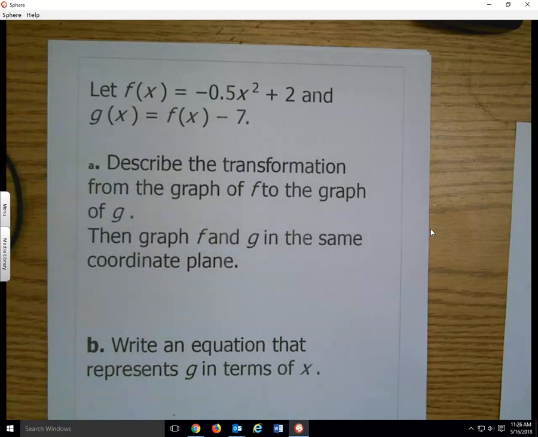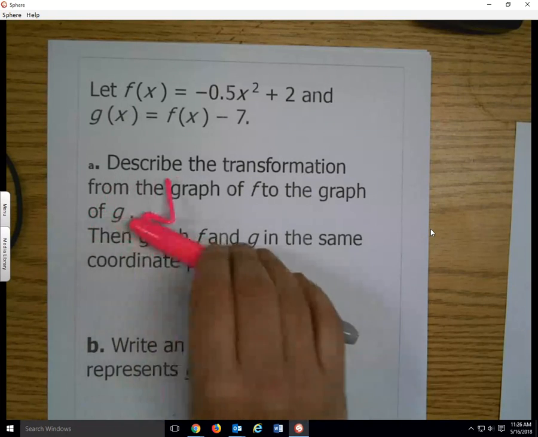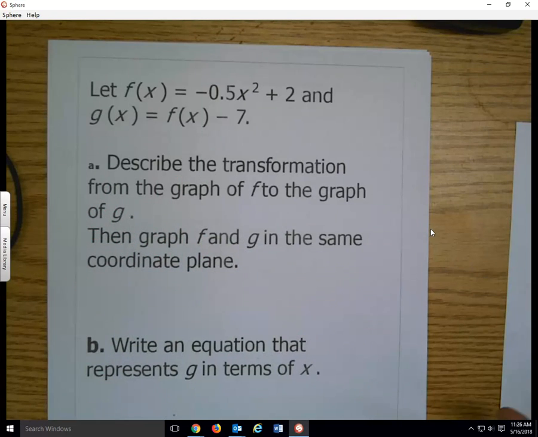So we have new instructions. It's no longer a comparison. We're going to first of all describe. So that's going to change what we're doing, and also it's no longer with the parent function for the first time.